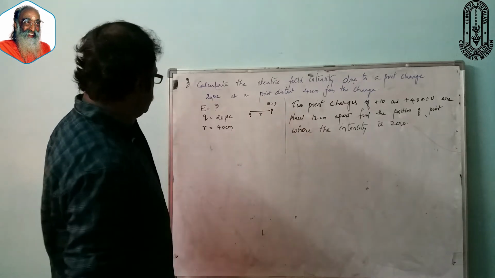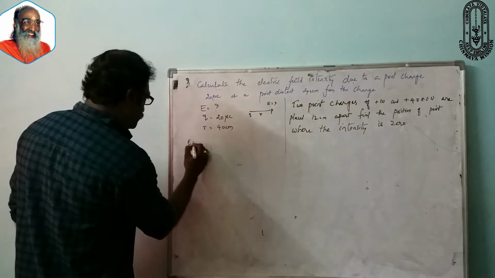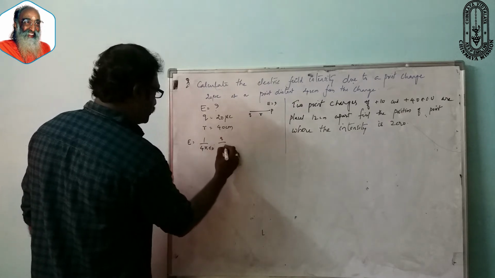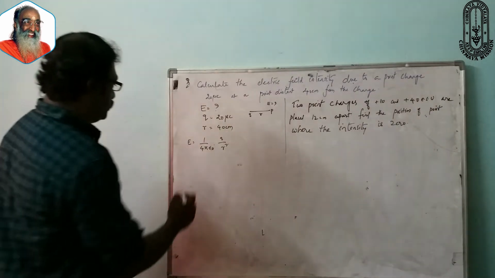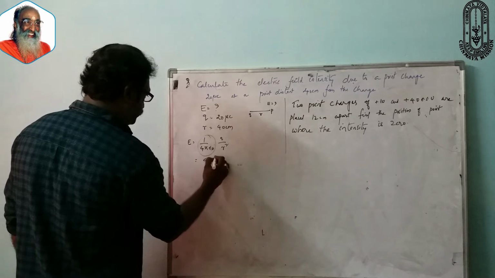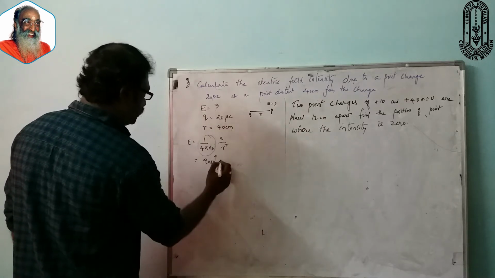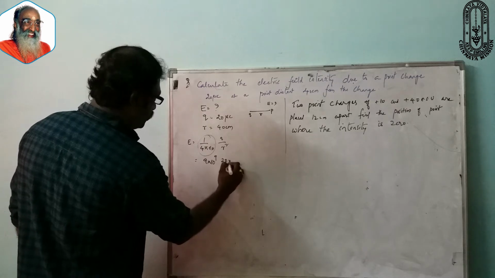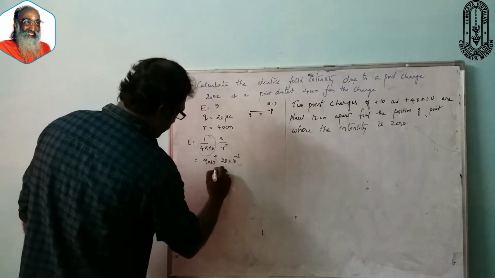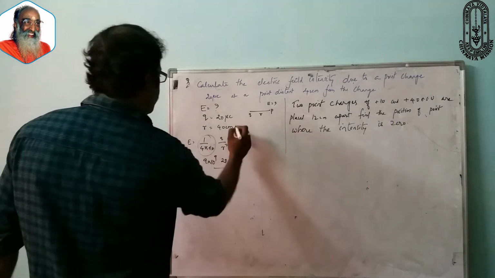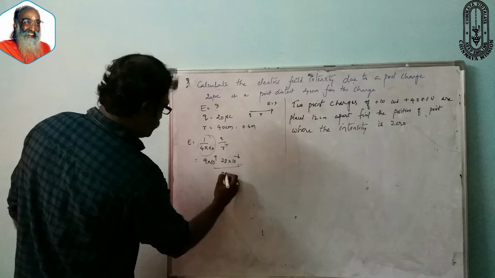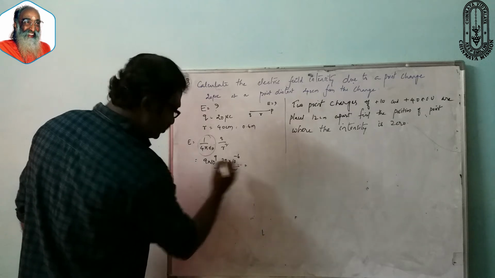Just applying the formula, E is equal to 1 by 4 pi epsilon naught Q by R square. This value is 9 into 10 to the power of 9. We are going to do the problem in SI, and Q is 20 micro, which means 10 power minus 6 coulomb, divided by R square. 40 centimeter means 0.4 meter, so it is 0.4 whole square. So you can go with the calculation.